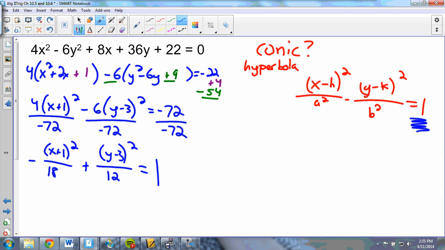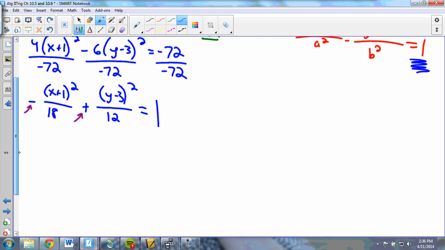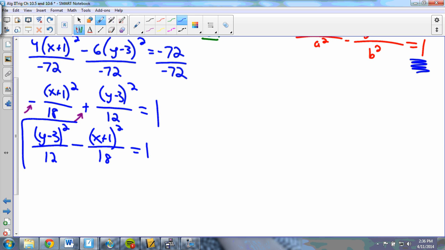I don't want to have this little negative coming first. I don't like having that and having a positive here. So then I can't really tell it's a hyperbola. So I'm just going to switch the order that these two things come in. (y - 3) squared over 12 minus (x + 1) squared over 18, and that equals 1. That's the equation of my hyperbola.